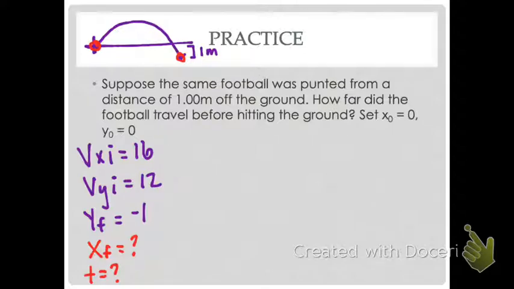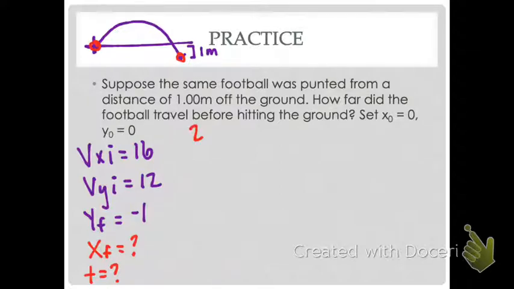Wait, could we not use the first? No, because we don't know what VYF is at the end of our motion. No, the first kinematic. So VF equals VI. No, because that doesn't take into account the differences between X and Y. Right? We have to have the difference in X and Y. For projectile motion, we analyze horizontal motion and vertical motion totally separately. So those regular kinematics are not applicable for us in this chapter. We have to use the projectile ones.